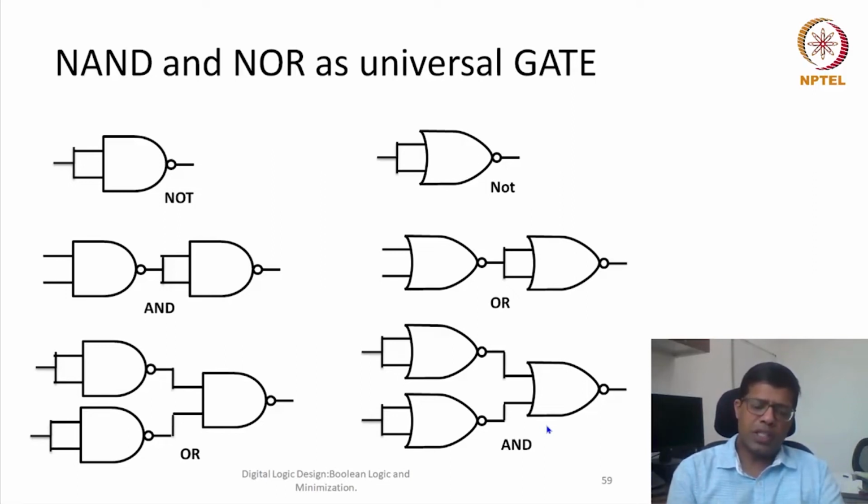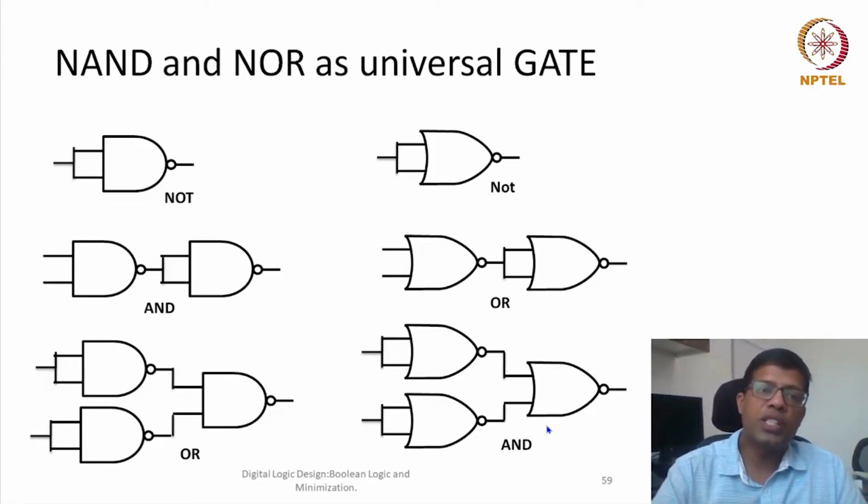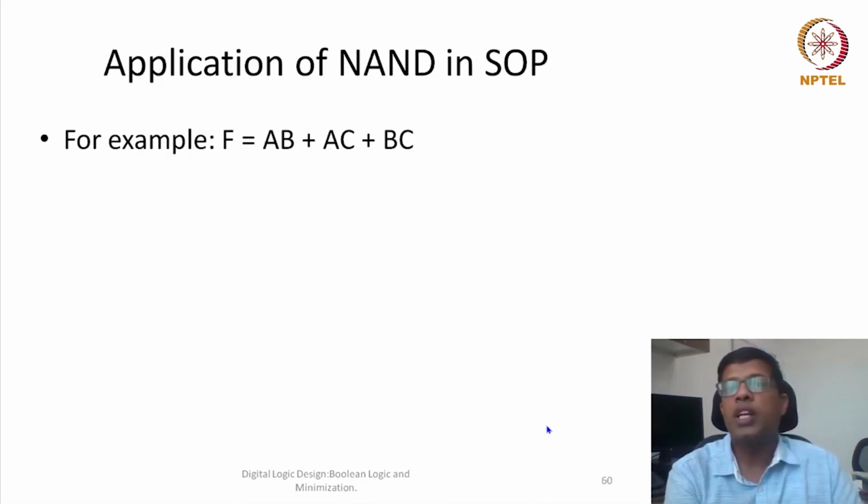So that's the significance: if we have only one universal gate, we can use it effectively to create any other logic or other gates. So this is one application. The other thing we can see is that all the Boolean equations we can write in a standard form, which is sum of product or product of sum.